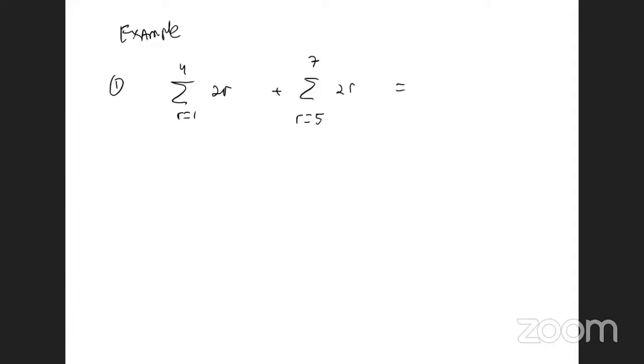All right, nice. So what you should have is this, right? You can pull the 2 on the outside and you'll get 1 plus 2 plus 3 plus 4. You can pull the 2 on the outside here and you'll get 5 plus 6 plus 7. So this is 2 by 10, and this is 2 by 18. So that is 20 plus 36.